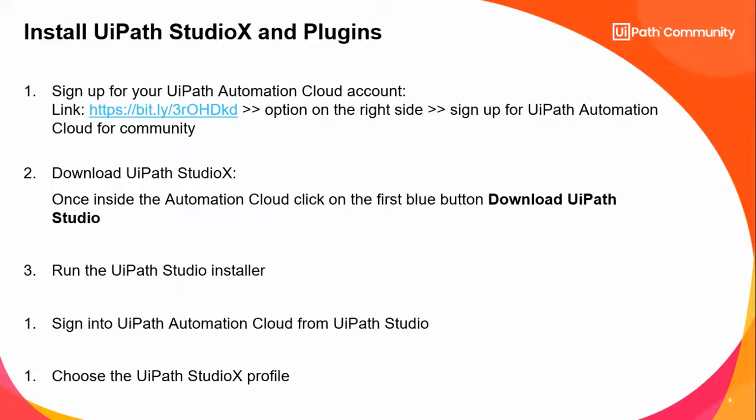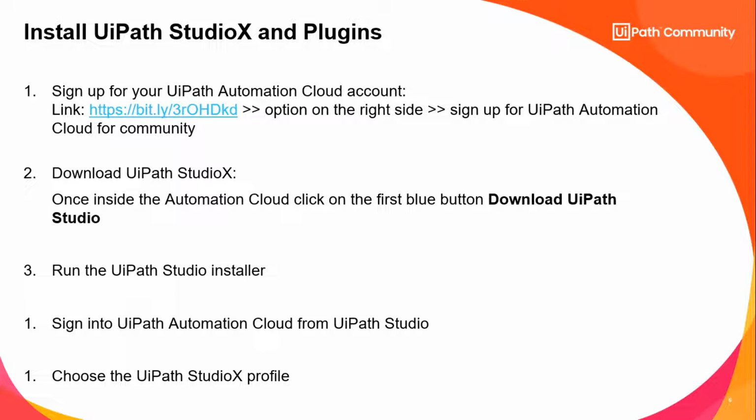The steps that we followed were: you have to go to the UiPath Automation Cloud account. You have to create the account there and then sign up for the UiPath Automation Cloud community. Once you are done signing in, there will be an option to download the UiPath Studio file. There is no specific file to install UiPath StudioX. There's a single file, so don't get confused.